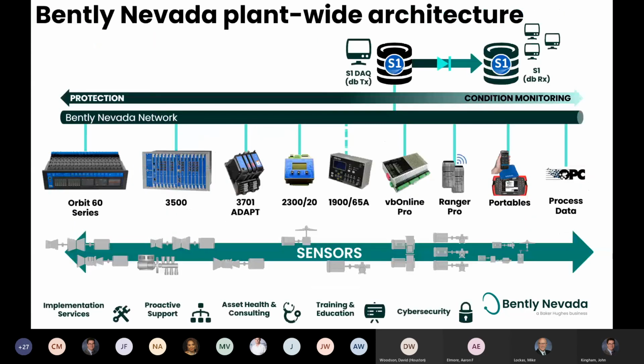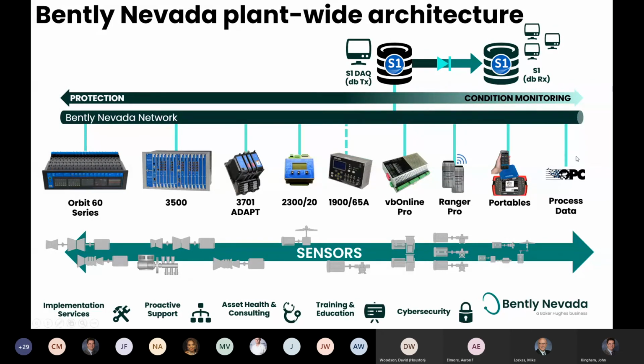So we know that we want to do condition monitoring, but how do we do condition monitoring? Well, at Bentley Nevada, we've developed a plant-wide architecture where we use System 1. System 1 is your repository for all of your machinery information. We start over here on the far left, and this is more of our protection-based equipment. So Orbit 60, 3500, 3701 Adapt, and the 2320. Now I guess the 1965A all have relays. So they're continuously looking at your sensors, which are mounted down here, and making an assessment as to whether they're below or above the alert and danger level.